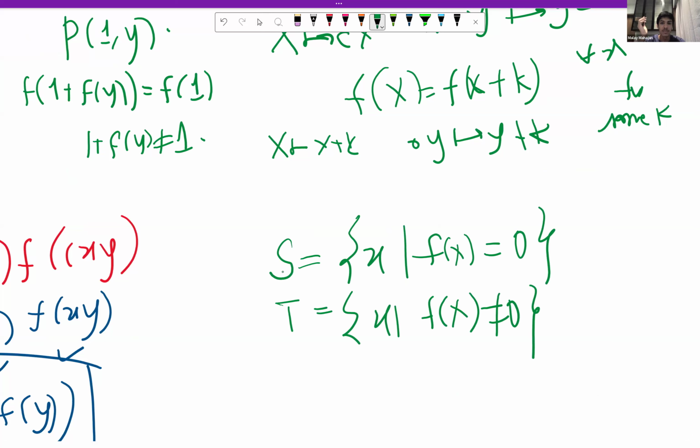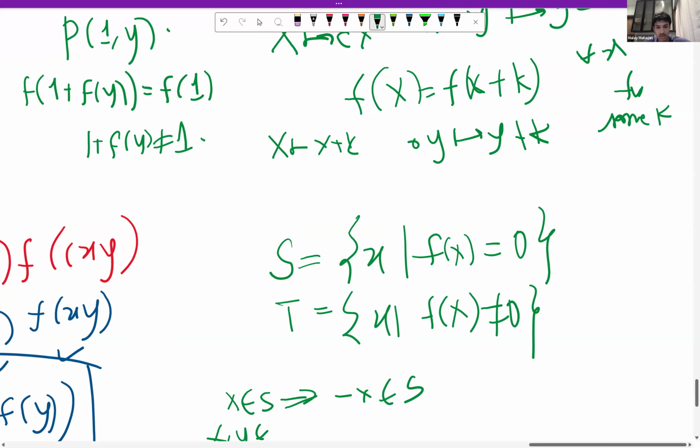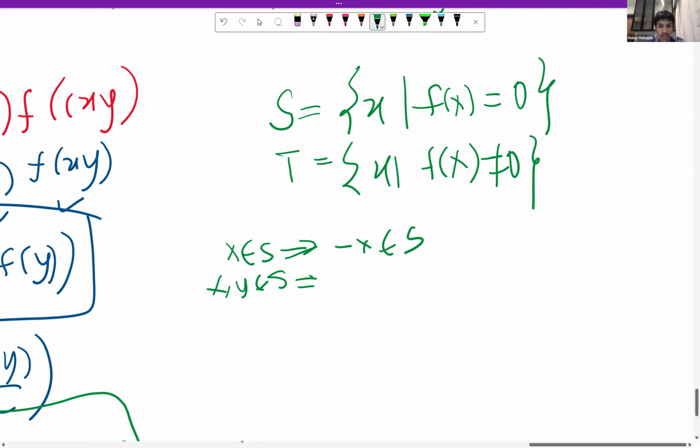And then instead of thinking about equality in f, you can think of the set as, for example, say it's a real f, you can say that x in S implies minus x is in S, or x, y in S imply x plus y is in S, and so on.